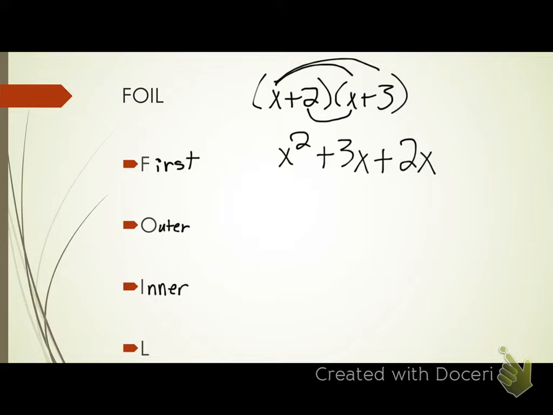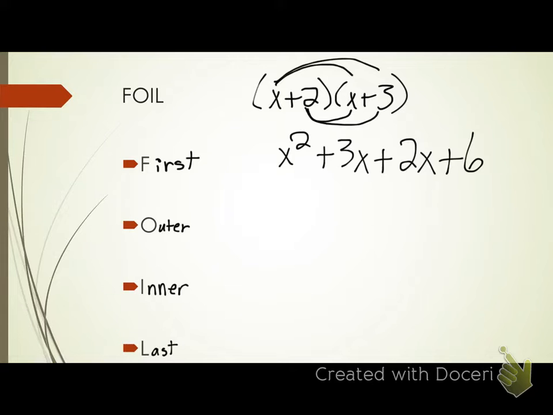And if F stands for first, L stands for last. So now I'm looking at the binomials individually. What are the last terms of each binomial? 2 and 3. What's 2 times 3? 6. Has every term in my first set of parentheses now been multiplied by every term in my second set? Yep, so I'm done with my multiplication. Everyone see how we did that?